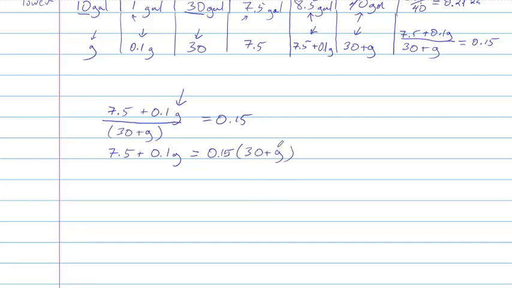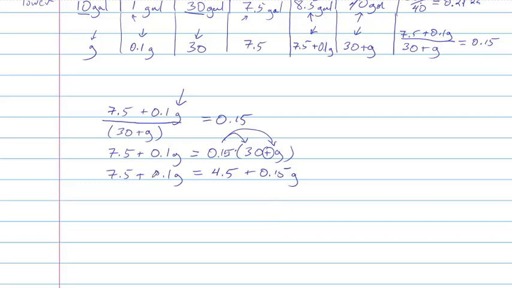Alright, now let me unlock G from these parentheses, and the way you do that is by distributing over the addition sign, distributing what we're multiplying out here. So 7.5 plus 0.1G, that's going to equal, well, 0.15 times 30 is, plug it into your calculator, 4.5, and then we have 0.15 G.